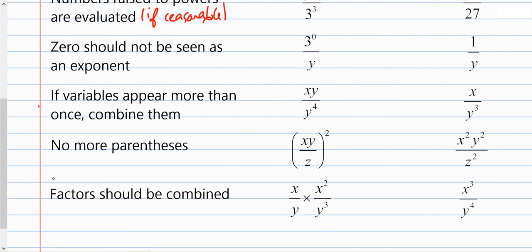Variables, these two go together. If variables appear more than once, you haven't completely simplified. I have a y over a y here. I need to take care of that. And this one, I have an x times an x. I have to take care of that. So make sure that if your variables or your factors are occurring more than one time, they need to be combined. And then lastly, no more parentheses. If you see parentheses, it's not simplified. You can still do something with it. So those are some nice guidelines for how something can be simplified.